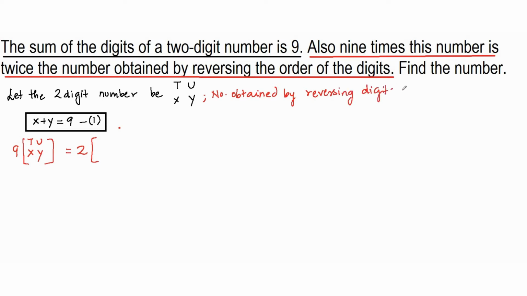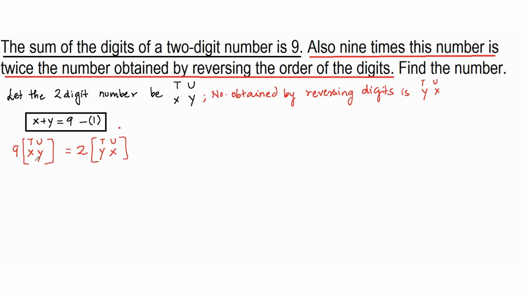The number obtained by reversing the digits is yx, right? y is in the tens place and x is in the units place. So it is 2 times yx. This is the tens place and this is the units place. So now again, let us write the value of the number.